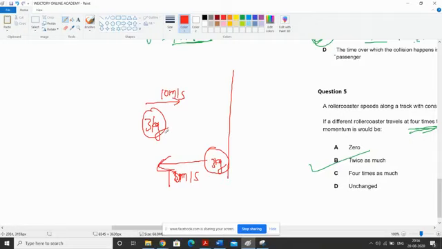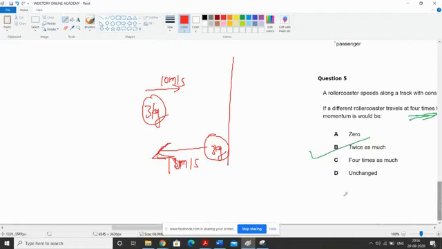That's wrong, because change in momentum is a vector quantity, so you need to consider the direction as well. Here the initial momentum magnitude is 30, and the final momentum magnitude is 30, but we are talking about the change in momentum. If you are considering left side as negative and right side as positive, then final momentum minus initial momentum: final momentum is minus 30, initial momentum is 30, which gives minus 60 kilogram meter per second.